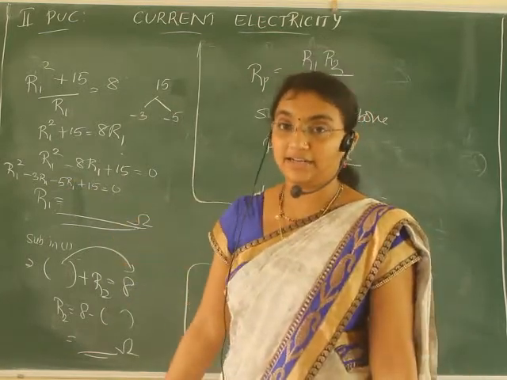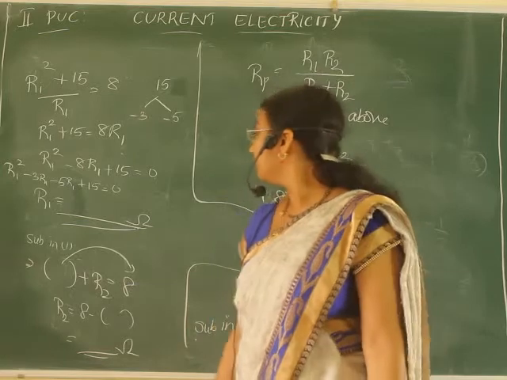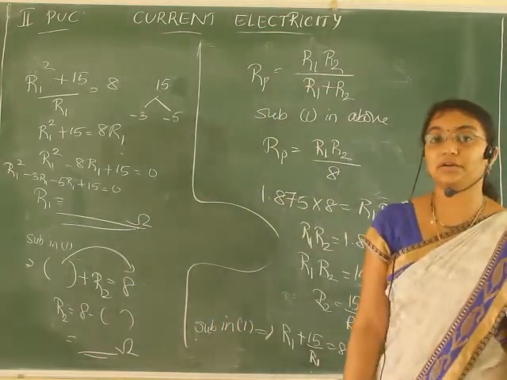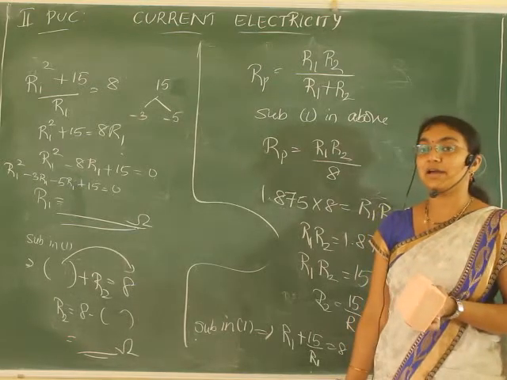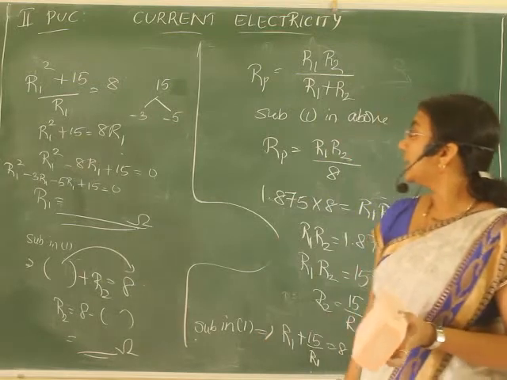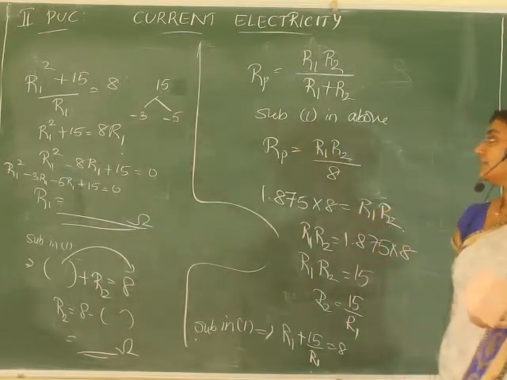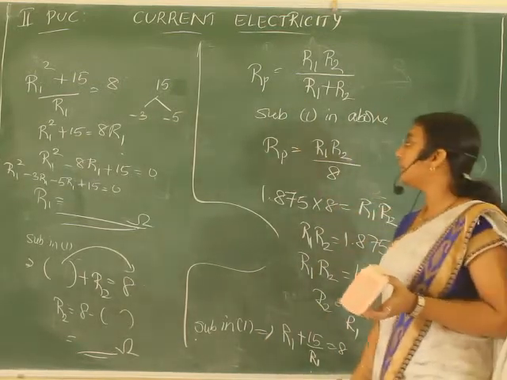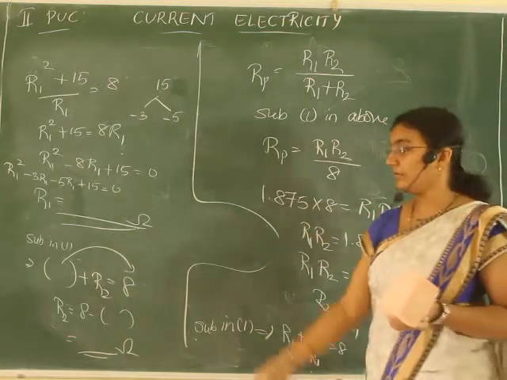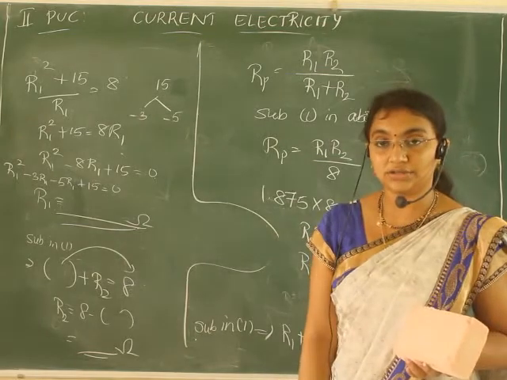Fine. Can write. What you have to do? What you have done? You have taken two formulas. R1 plus R2 is equal to Rs and 1 by Rp is equal to 1 by R1 plus 1 by R2. Take LCM, then you will get this one, correct? Substitute that equation number 1 in above, then we get this. Then multiply, you will get this one. Substitute 1 in above, we will get one answer. Understood? Fine.